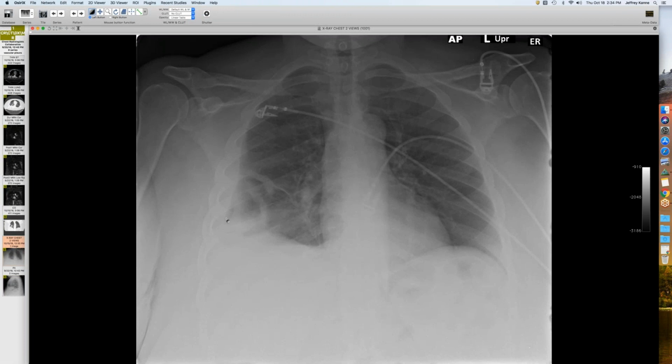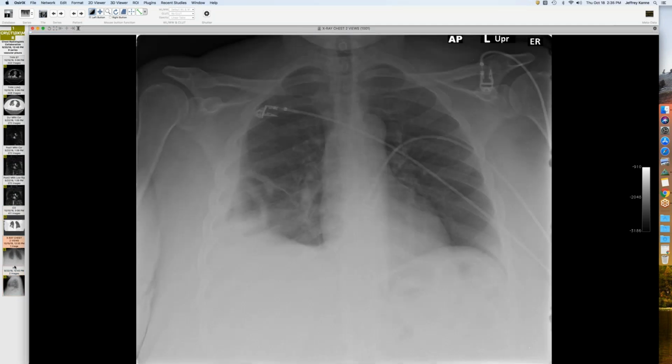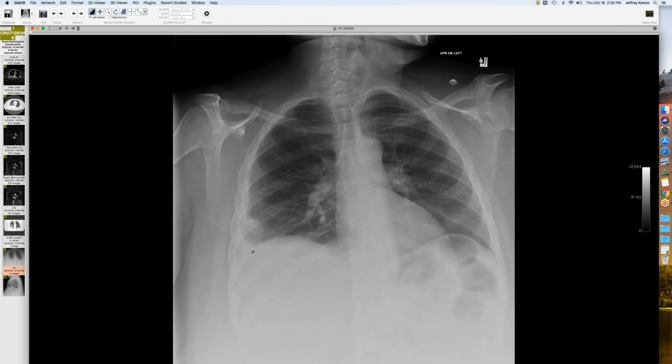You might wonder about an abscess. It looks very abscess-like. On the lateral, where's the lateral projection? But here's her old radiograph from a few weeks before, and she had this peripheral nodule and pleural effusion. It kind of looks like this is evolution.